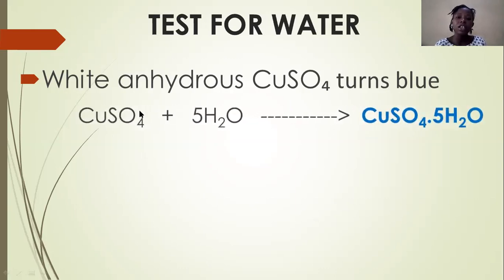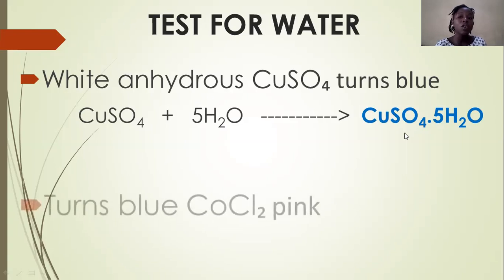Now look at this. You have your copper(II) sulfate, which is white, and you add a few drops of water. Now the copper(II) sulfate becomes hydrated and turns blue. So it becomes blue. Hope we are getting it. So that tells you that the substance is water.